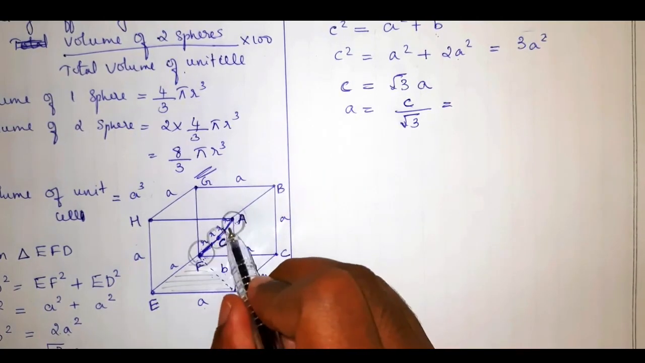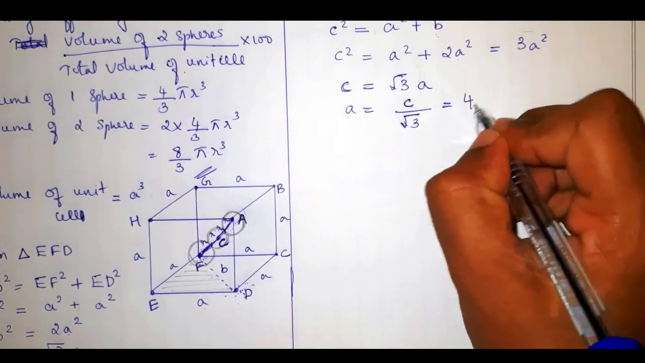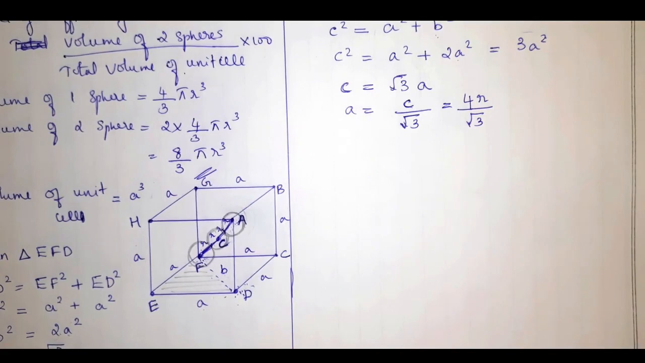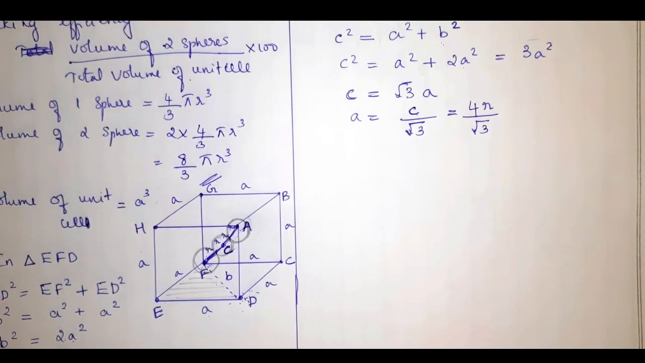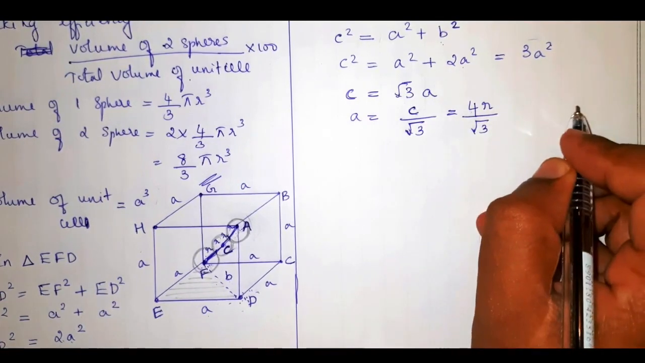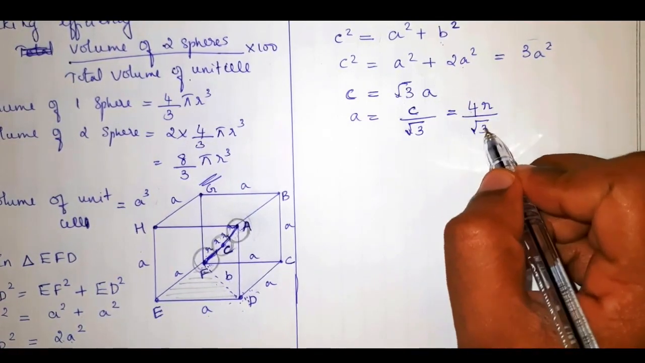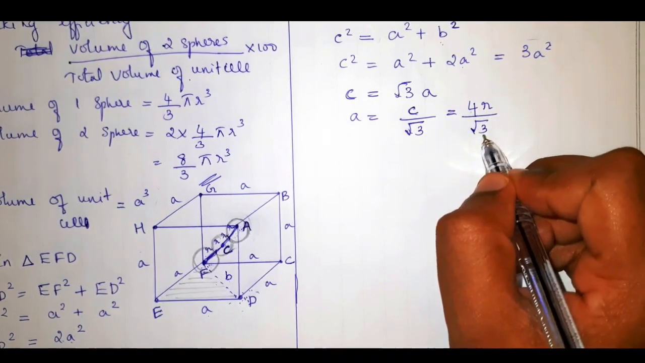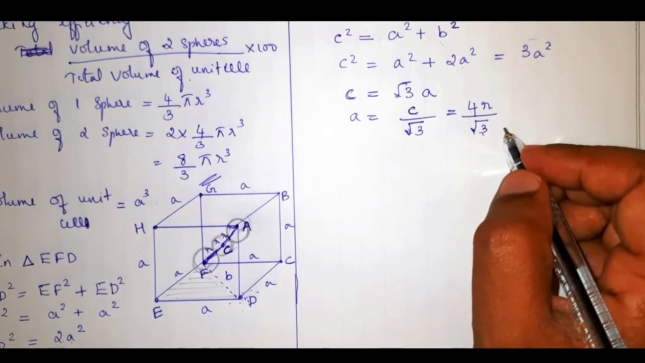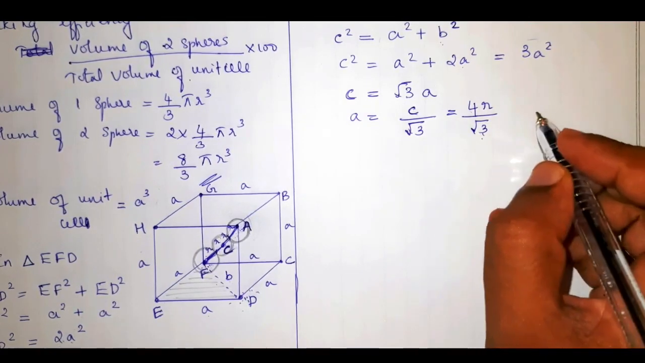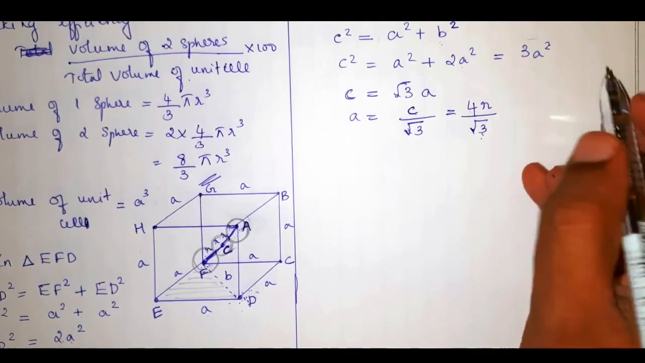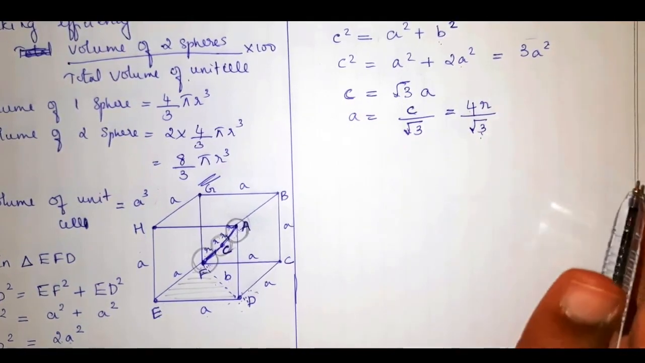So here also you will get 4R. You can write it as 4R by root 3. Just as you did in FCC, you could write 4 as root 2 into root 2 into root 2, but it is of no use here because it is divided by root 3. There it was divided by root 2, so you could cancel root 2 and root 2. Here, since it is root 3, you can't cancel. So you just have to keep it as 4R by root 3.